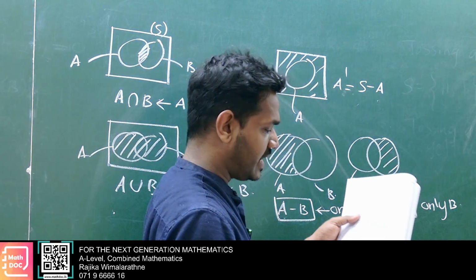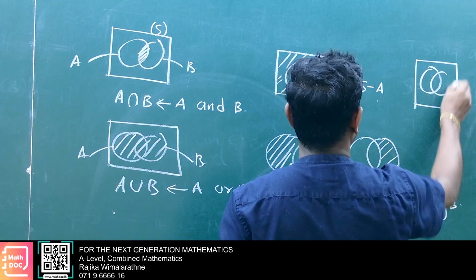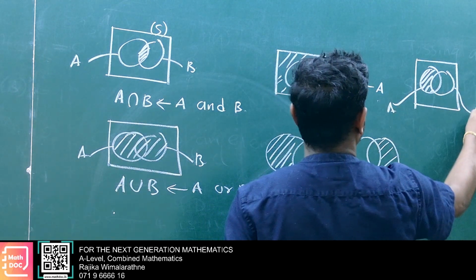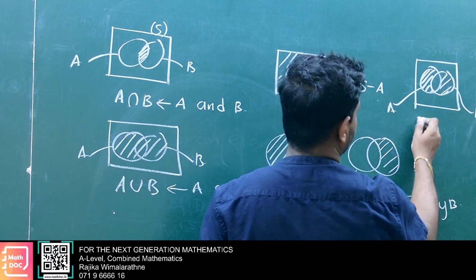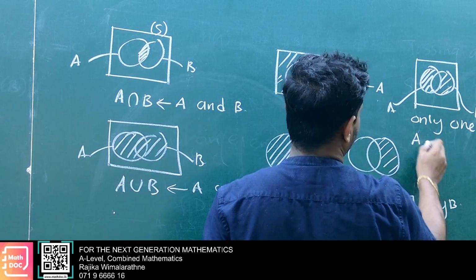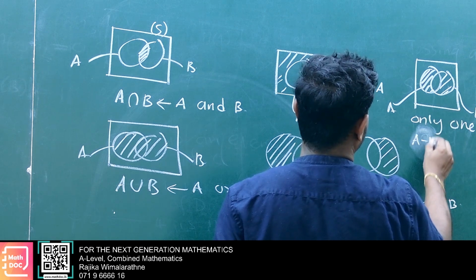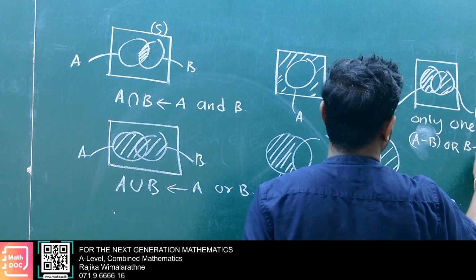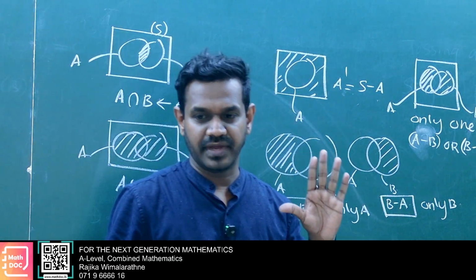Then there's a small space there, no? Better write. When you consider this Venn diagram, here A and here B, this is only A, only B. Then only one, we can say only one: A minus B or B minus A. That is what we call only one.